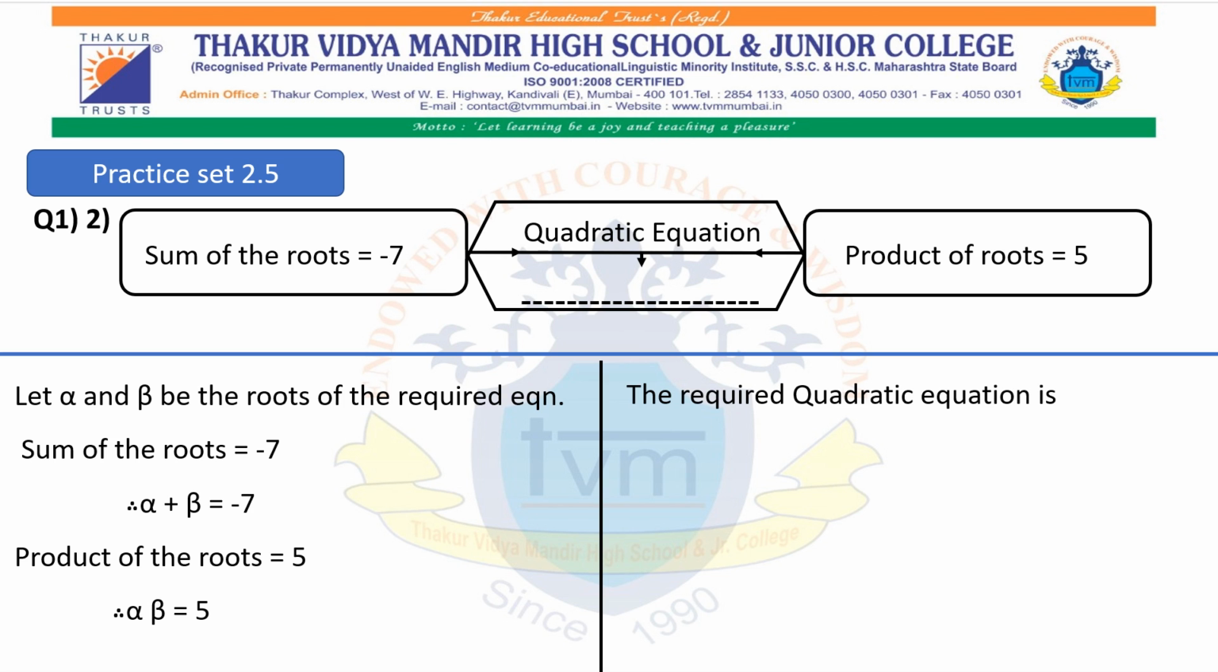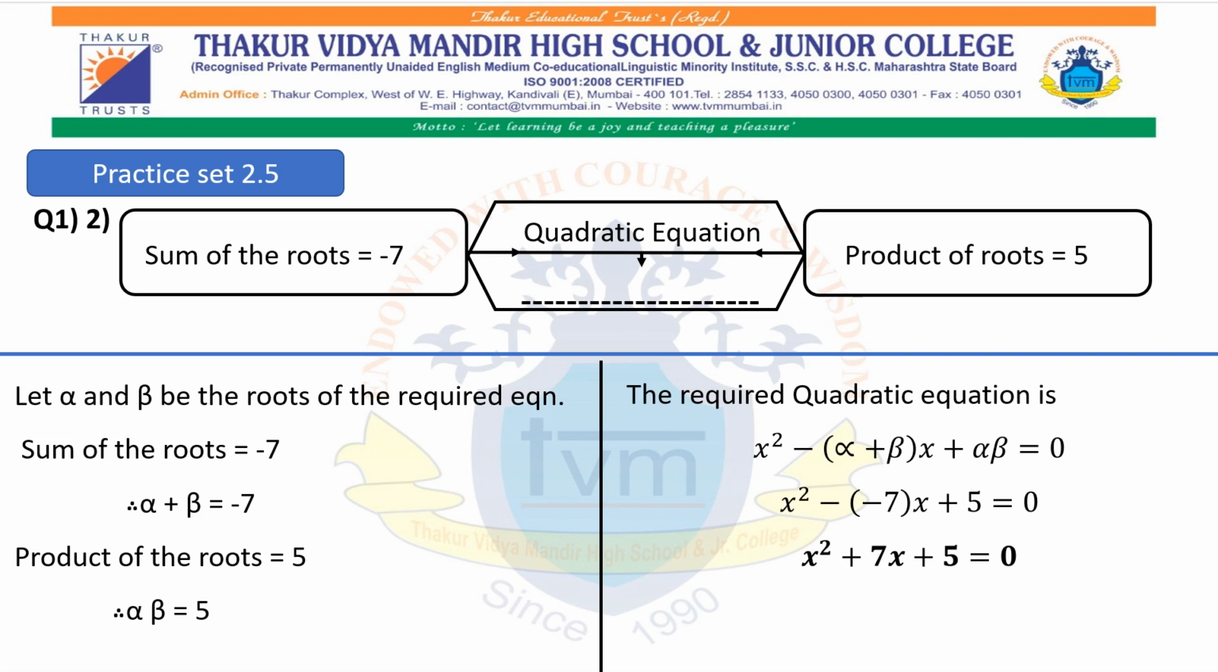Now we will write the formula for framing a quadratic equation, that is x square minus (alpha plus beta) into x plus alpha beta. Let us substitute the values of alpha plus beta and alpha into beta. We will get x square minus (minus 7) into x plus 5 equals 0. And after opening the bracket, we will get x square plus 7x plus 5 equals 0. So this is the quadratic equation we were looking for, which will be written in that empty box. That will be x square plus 7x plus 5 equals 0.